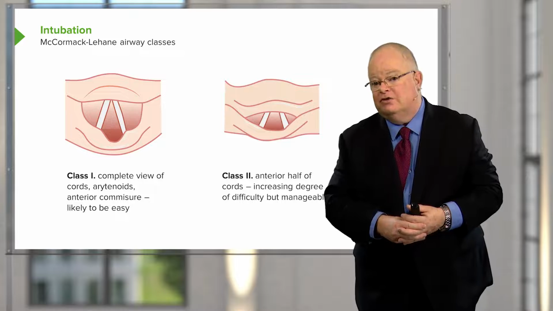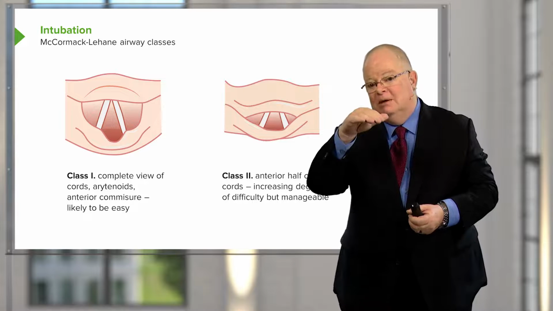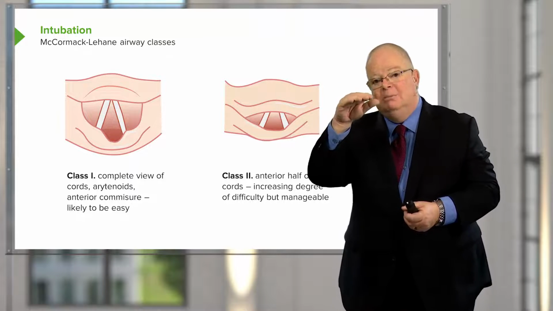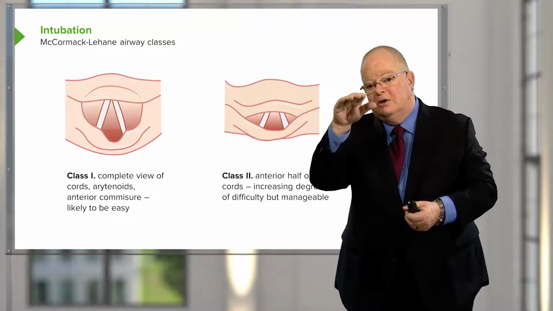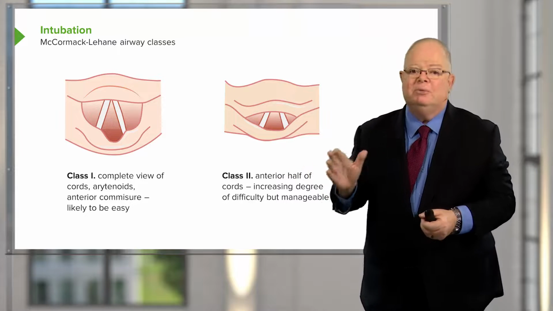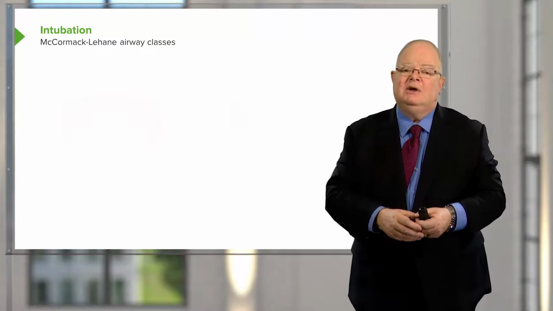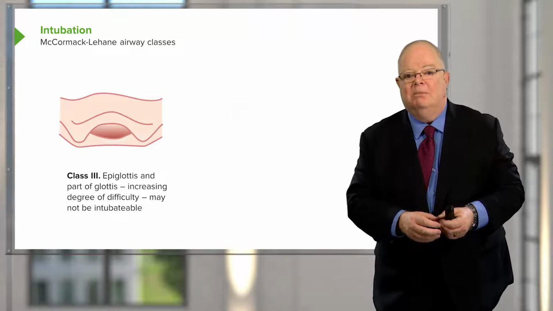Class 2 is also pretty good. You've got a little less of a view. You've got the epiglottis coming down a little bit over the cords, so you're losing the top of the cords, but you're still seeing 50% of the cords, and you should be able to intubate. It's when you get to 3 and 4 that things become more difficult.